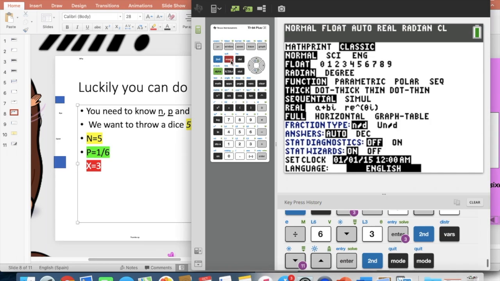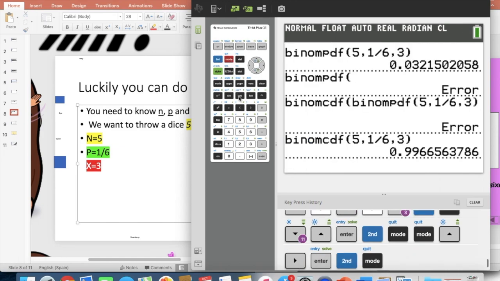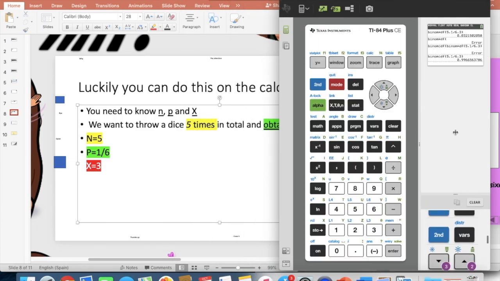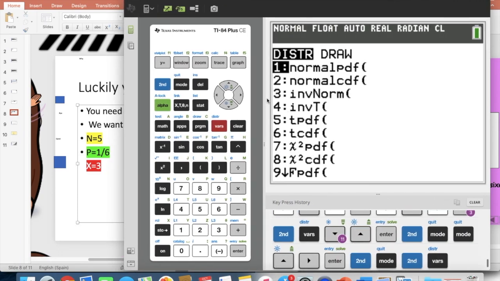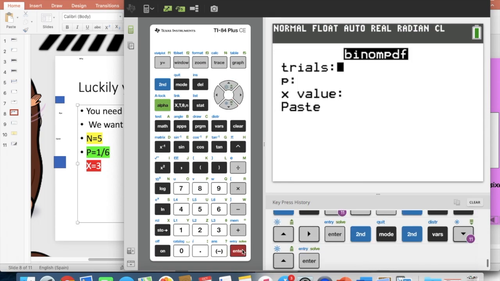The first thing you need to do is change the mode of your calculator. You want it to be in classic mode. So press enter and then when you're ready, second quit. The next step we want to do is we want to go onto the distribution menu, which is below the keypad. So press second and then vars and it will bring up the distribution menu. You want to go down and press binomial PDF, press enter.